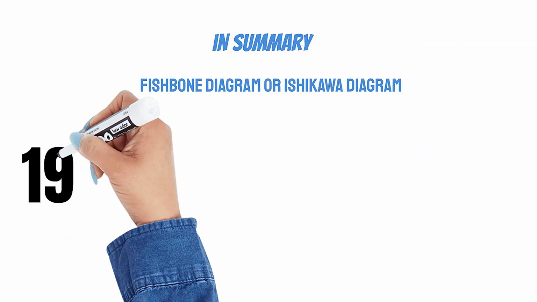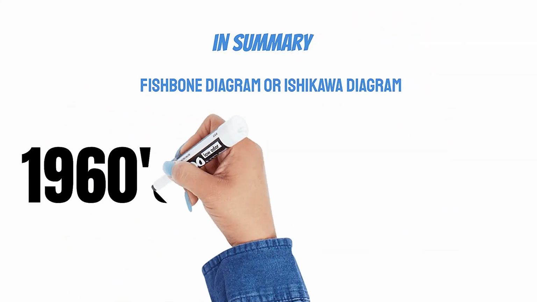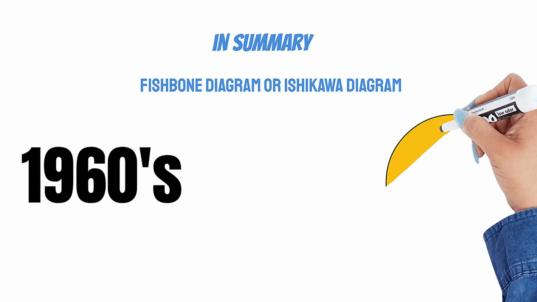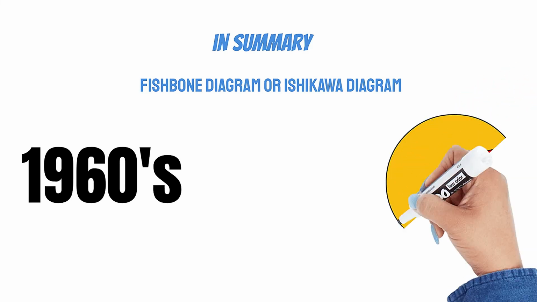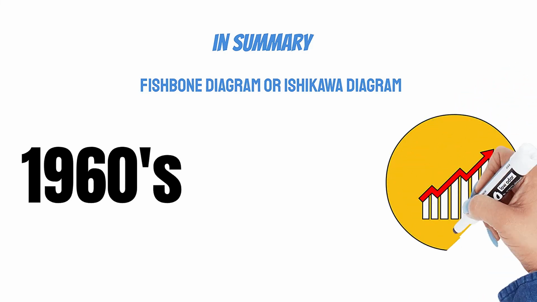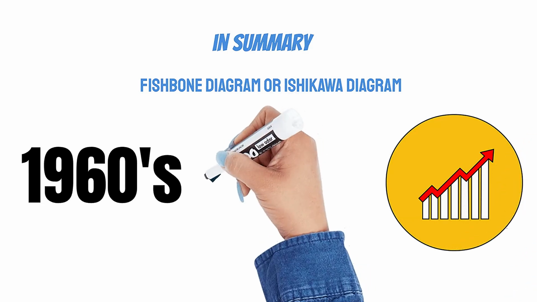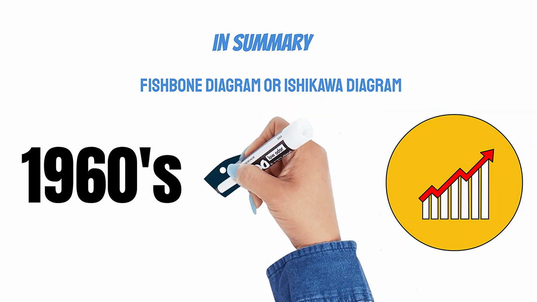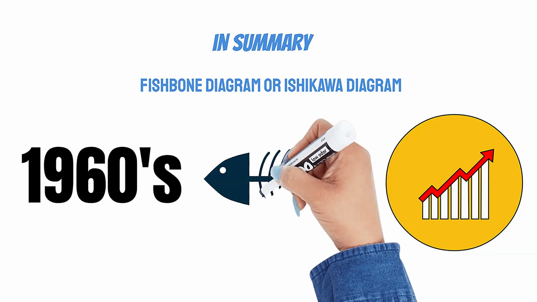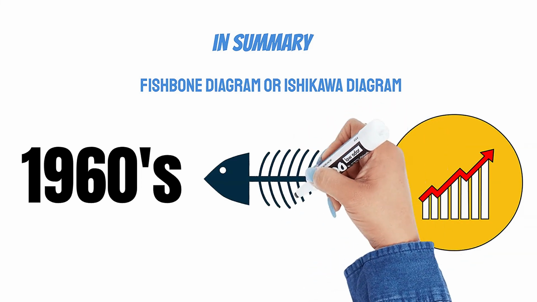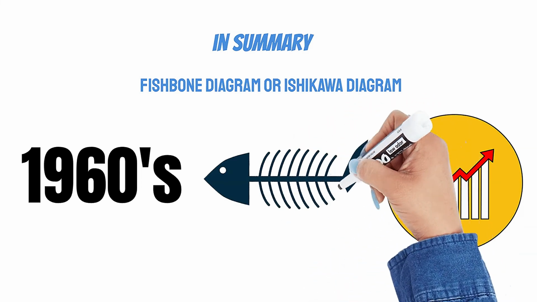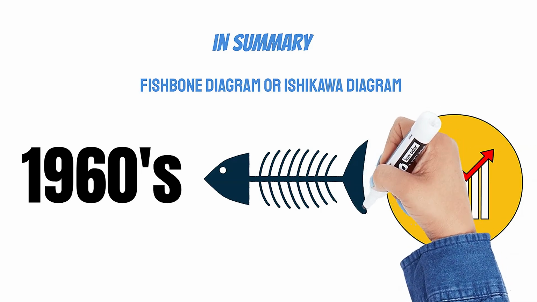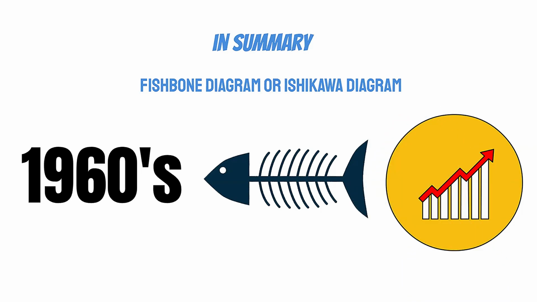In summary, the Fishbone diagram or Ishikawa diagram was developed in the 1960s and provides a visual way to find the causes of a problem. It can be used in any industry and for many purposes including identifying manufacturing defects and improving processes. The process of creating the Fishbone diagram can also help you create a shared understanding of a problem amongst the members of your team.